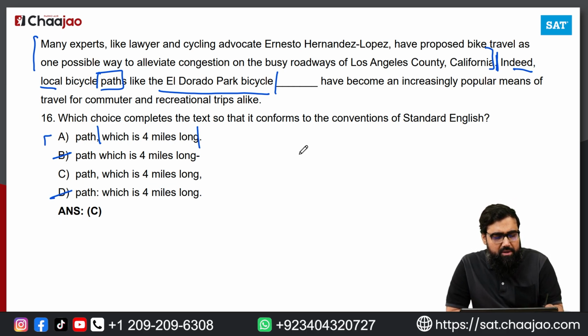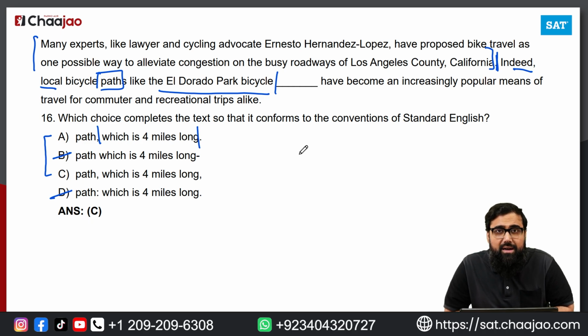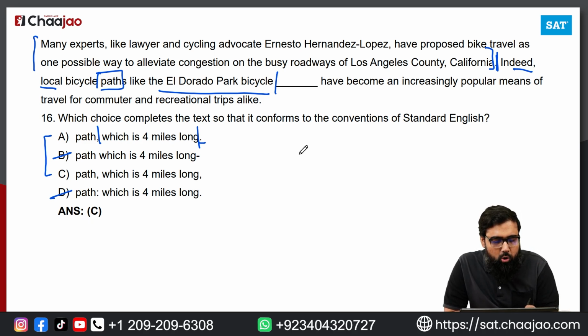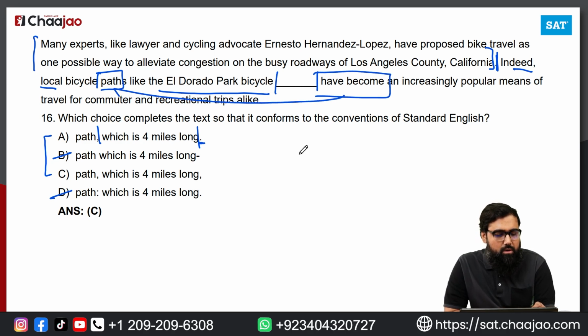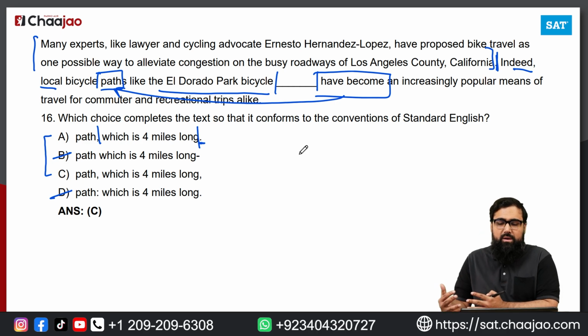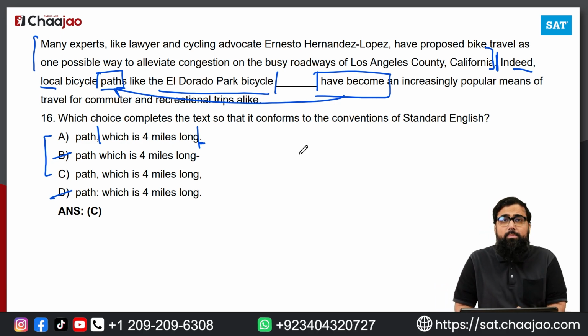Now, if you look at option A and C, you cannot use a period after long. Why? Because this sentence is going on. Have become is for paths, right? The paths have become an increasingly popular means of travel for commuters, right? So if you put a full stop after long, that will break the connection between the subject and the verb of the sentence. That will be a big problem, and obviously you cannot do that.